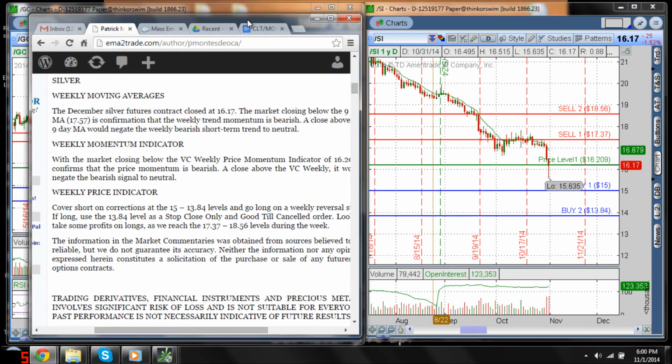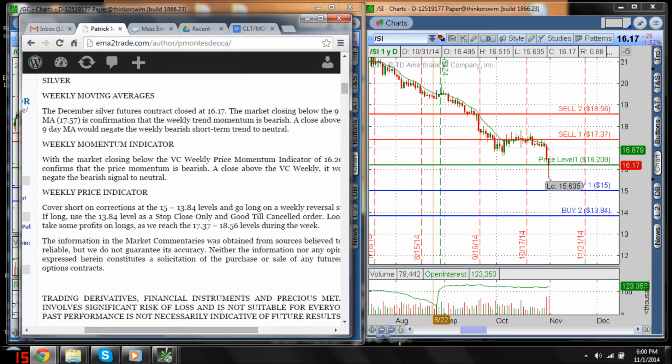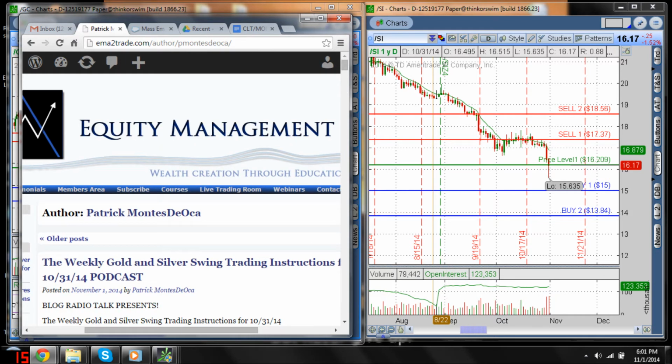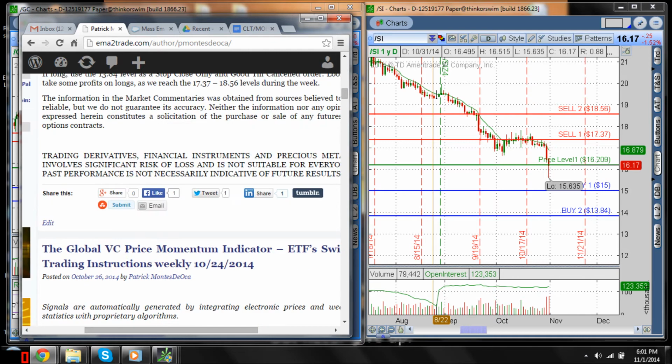Silver. The December silver futures contract closed at 1617, and the market closing below the 9-day moving average of 1757 is confirmation that the weekly trend is bearish. But a close above 1757 would negate this weekly bearish short-term trend signal.